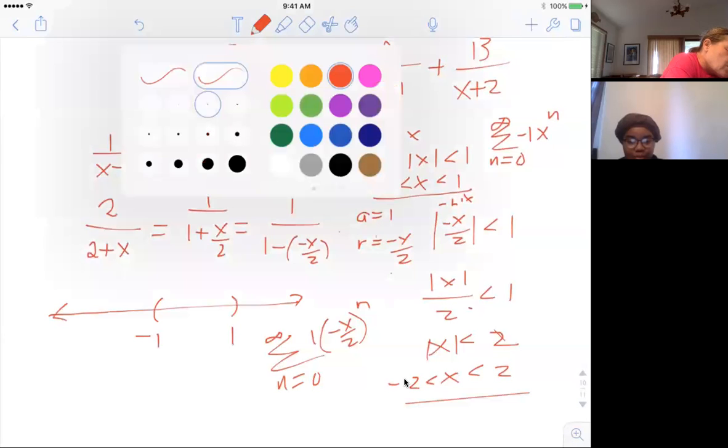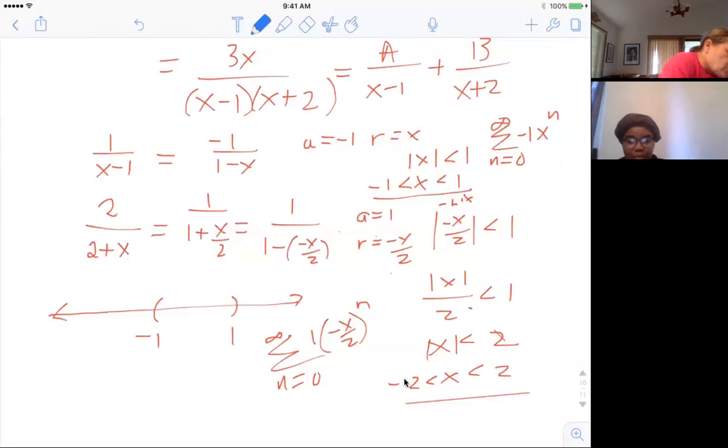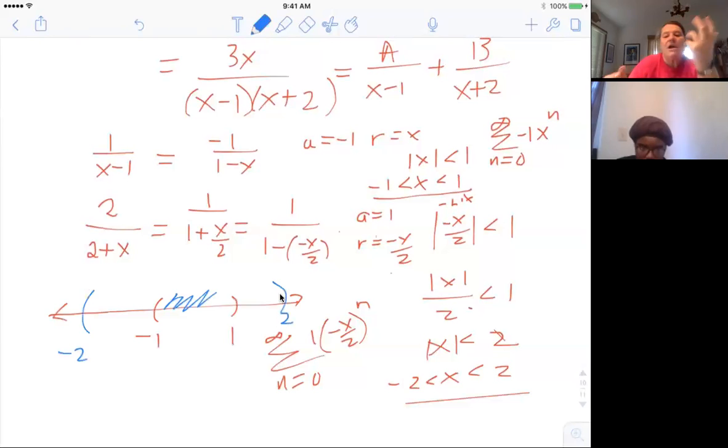This second one converged from -2 to 2. If you want to see where the two added together converge, you just have to pick the overlap. And the overlap is that, right? Yeah. That makes sense? Okay. So that's what happens there. So you've got to pick the least interval there, or whatever the overlap is, because these are no good out here, because that one does not converge out there. So when you put them together, you'll see that.